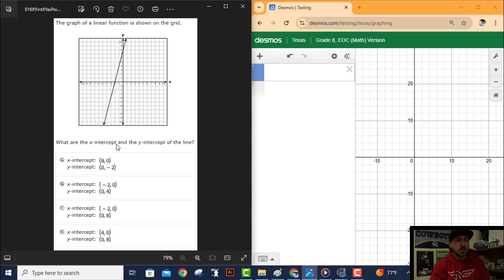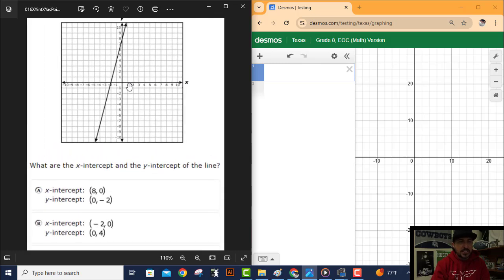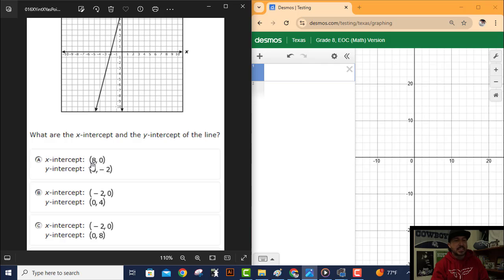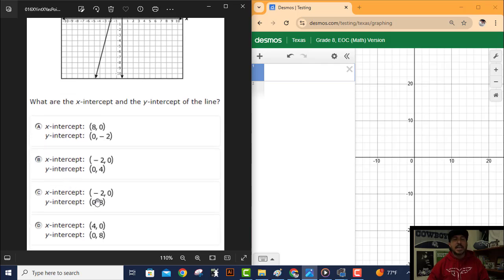All right, now we got this question that says x-intercept and the y-intercept. Okay, let's do one at a time. Don't do both at the same time. Let's go with x-intercept first. So I trace the x line. Let me zoom in a little bit. Trace the x line until he touches. Oh, here it is. And it's happening at the -2. So I look for choices that say -2 on the x. It's not choice A. It could be choice B. It could be choice C, and that's it.